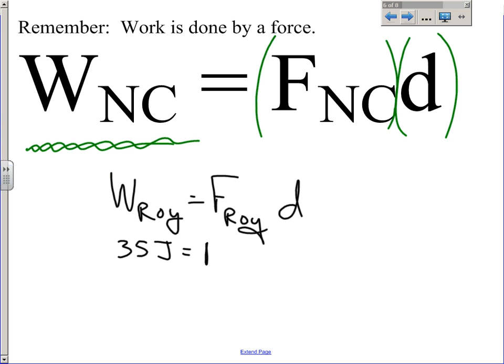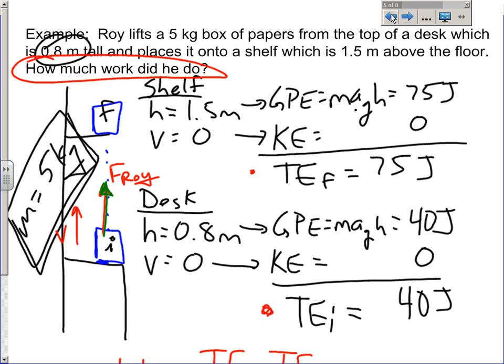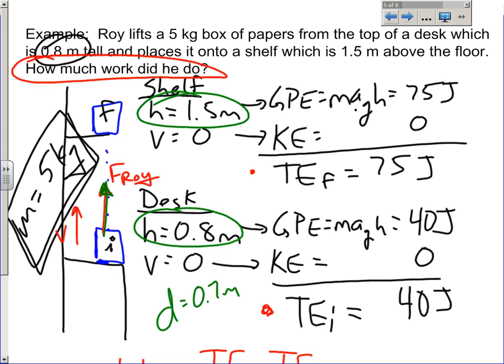That's got to equal the force that Roy exerted, which I didn't give you, times the distance he exerted the force over. Well, let's go back for a second and see if we can figure this out. The distance he lifted it: he lifted it from a height of 0.8 meters up to 1.5 meters, right? So the distance would be the difference between those two, wouldn't it? So 1.5 minus 0.8 means the distance he exerted the force over to lift it was 0.7 meters, right? The difference between 1.5 and 0.8.